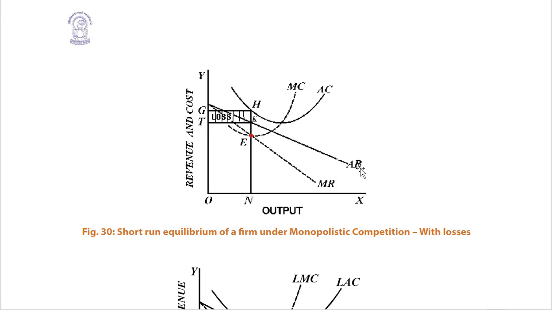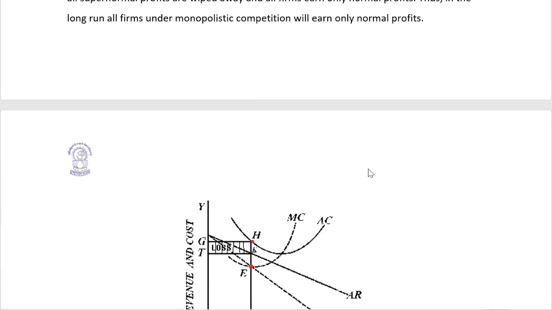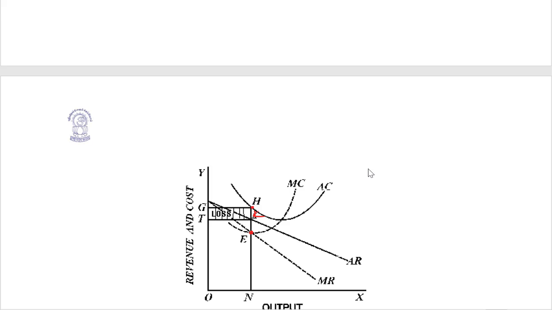At this point, MR is equal to MC, and MC should be rising. So the equilibrium quantity is ON, and this is the equilibrium price depicted on the Y axis. The cost is over here, the average cost, and the revenue is somewhere down over here, and this is the loss GHTK. This is K over here.